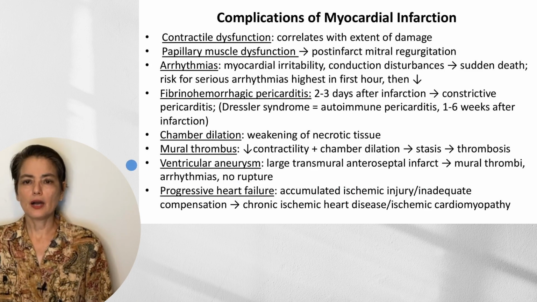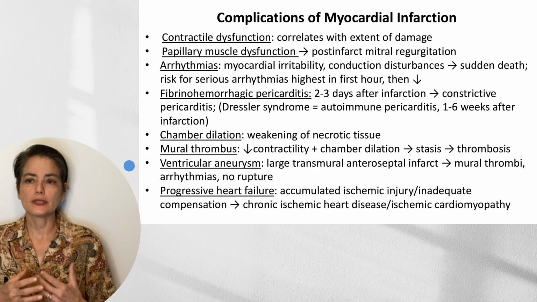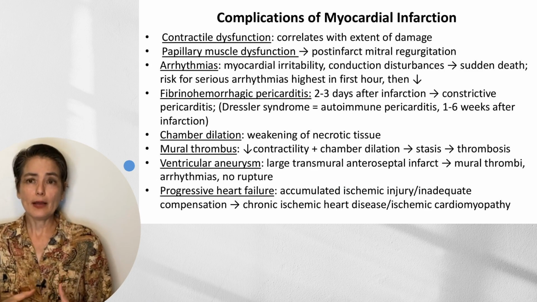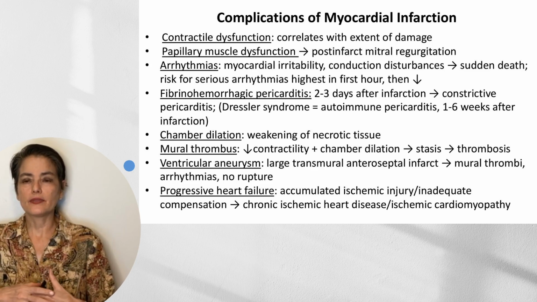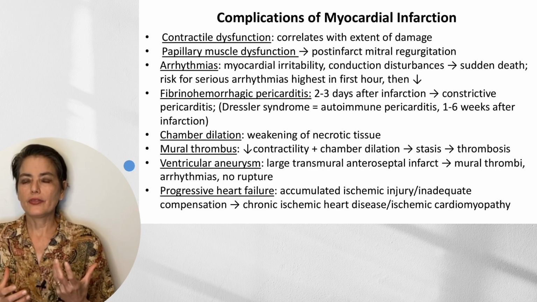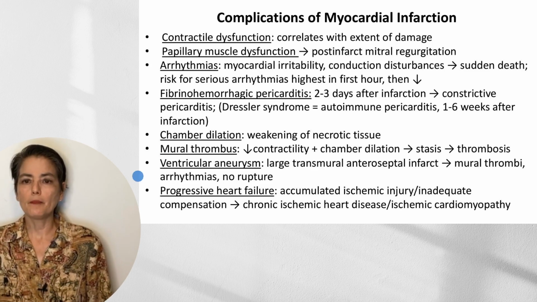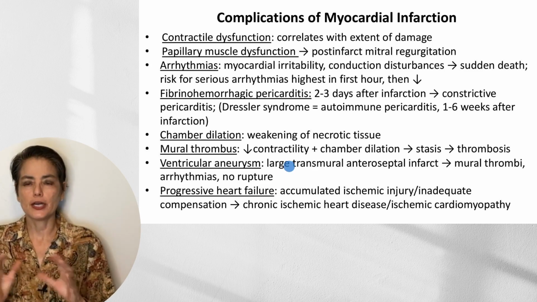Now, another complication is a ventricular aneurysm, and we tend to see this when we have a large transmural anteroseptal infarct. What happens here is that we're going to get this vast dilation with collagen formation. The challenge of this is that, again, this can lead to mural thrombi as well as arrhythmias. These lesions don't tend to rupture because they have this collagenous shell. And I'll show you an image of that on the next slide.